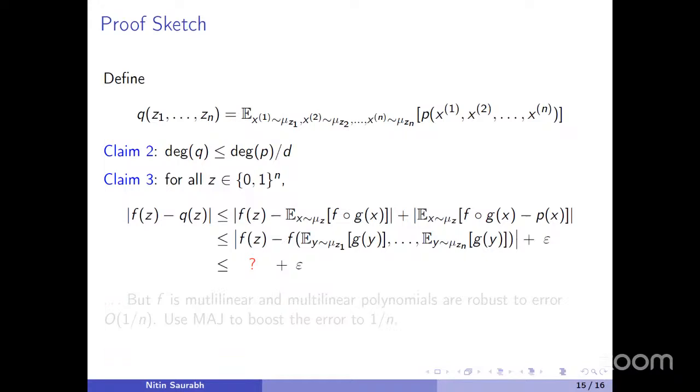You sample these points x1 from mu z1, x2 from mu z2, and so on and so forth, and evaluate the average of the polynomial over this distribution.